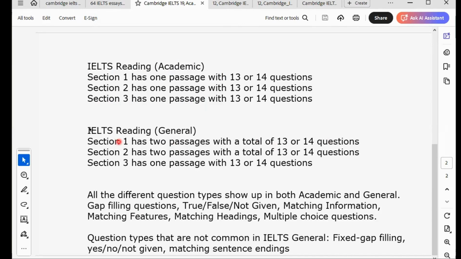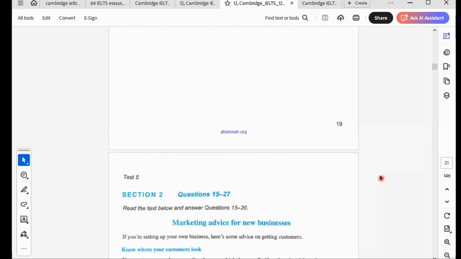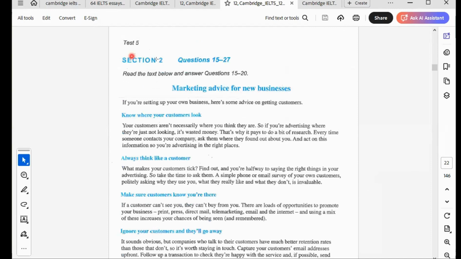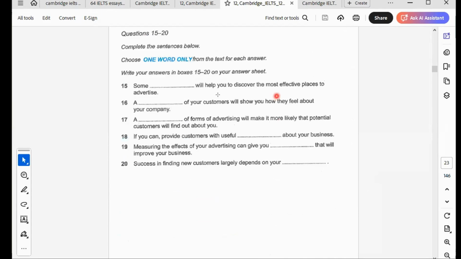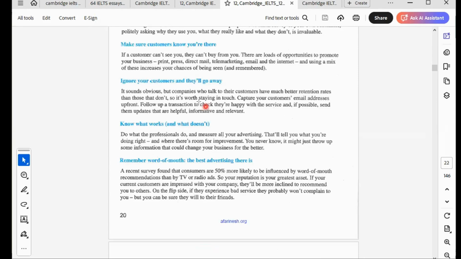Same thing with section 2. Let me show you section 2. Section 2 will also have 2 passages and a total of 13 to 14 questions. Look at the first passage in section 2. We read this passage, marketing advice for new business, and then we come here and answer the questions. What question type is this? This is a gap filling question. We are filling these gaps using words from this passage.